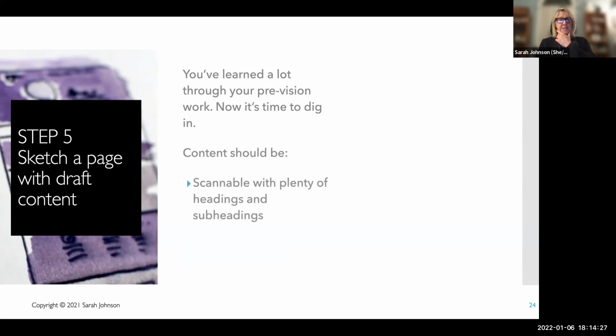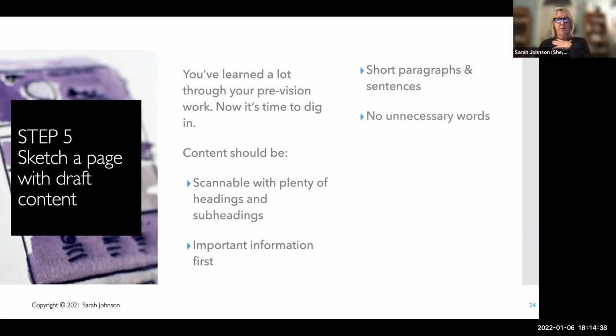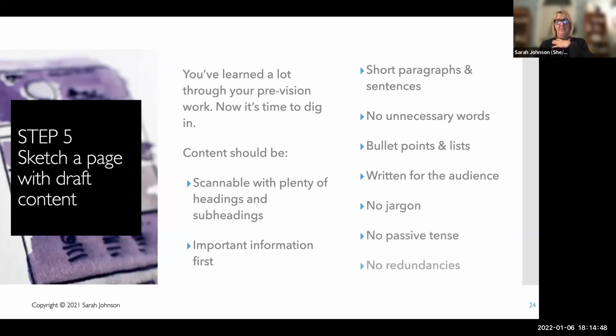So the content should be scannable with plenty of headings and subheadings. Important information always comes first. Short paragraphs and sentences, no unnecessary words, bullet points and lists. These are my basic UX writing tidbits written for the audience. No jargon and no passive tense, no redundancies.